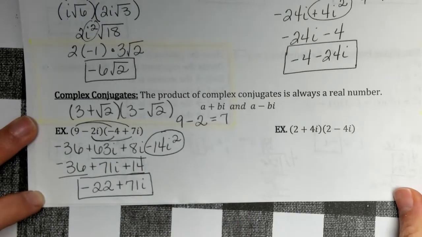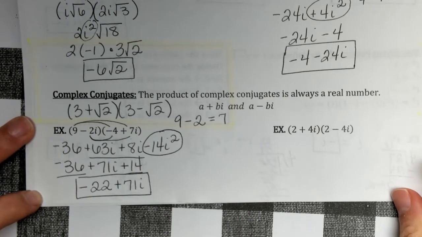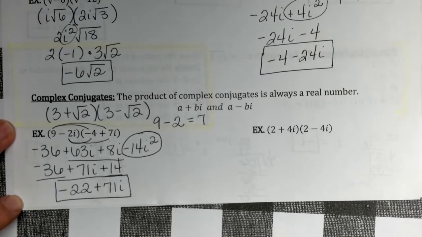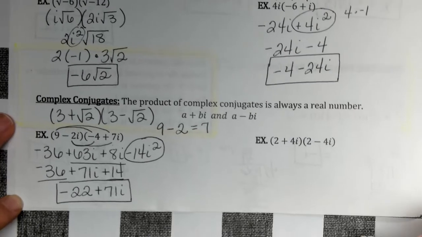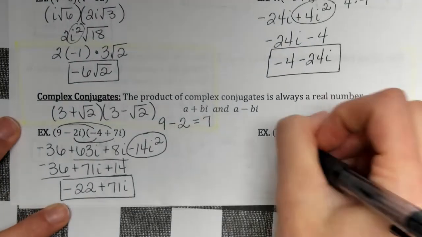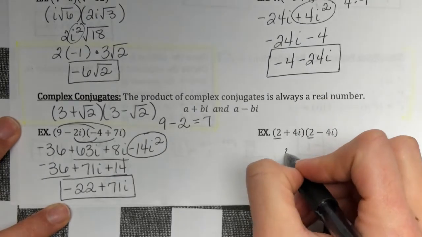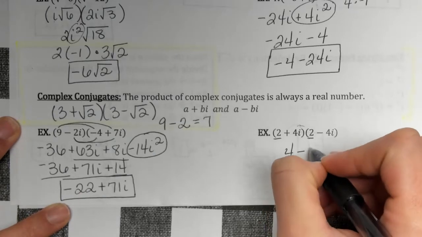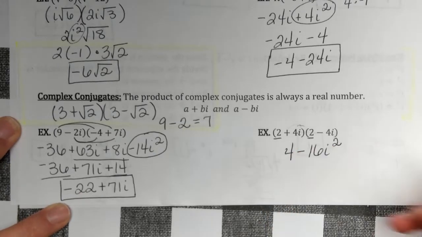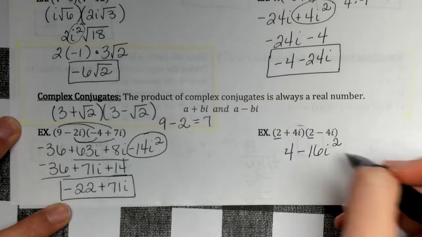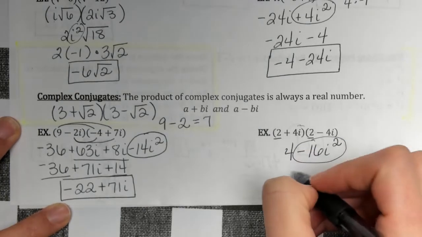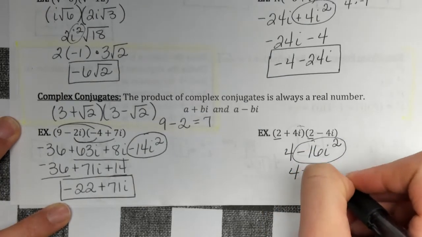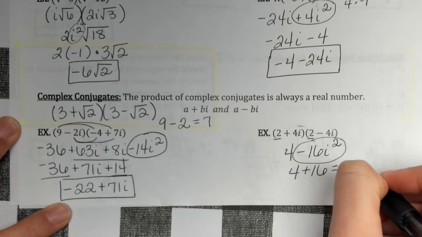That's my answer. Okay? Now, 2 plus 4i, 2 minus 4i. I'm telling you it's a conjugate. I shouldn't have to FOIL that. So I'm going to take 2 times 2, and that gives me 4. 4i times -4i is -16i squared. Okay, well, -16i squared is plus 16, which is 20.